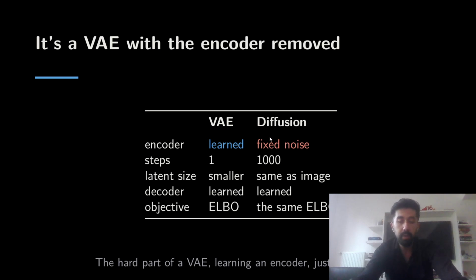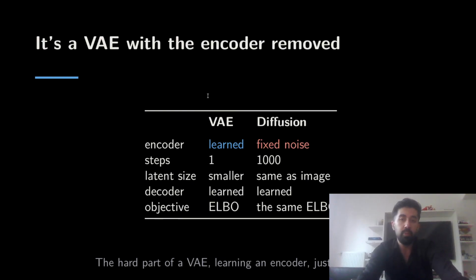Now, if we look at the diffusion, basically diffusion is the same as a variational autoencoder. However, the encoder is just fixed noise. All right, so the encoder is still here. It is a forward process. However, it is not learned. It's just adding Gaussian noise 1,000 times. And also, just like in variational autoencoders, after we train the network, we don't use the encoder in inference. So if we're trying to generate an image, we don't use an encoder.